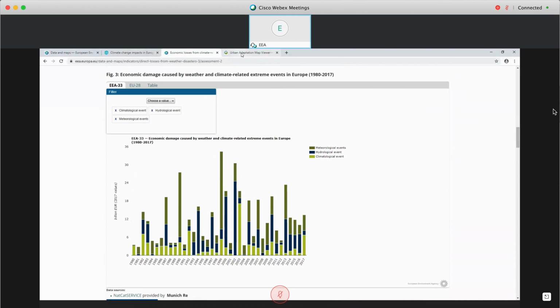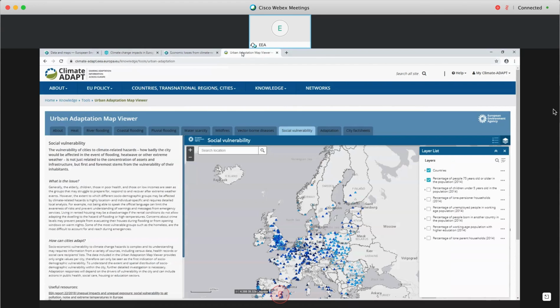The third thing, also very important, is the data on the social aspects. We know that different social groups, different age groups are vulnerable to climate change, and vulnerability depends on the social structure. And here we have data in Climate Adapt. Climate Adapt is our adaptation platform, and we are collecting different information on adaptation and presenting it. One of the topics is the so-called urban adaptation maps, and one of the topics in the urban adaptation maps is social vulnerability.